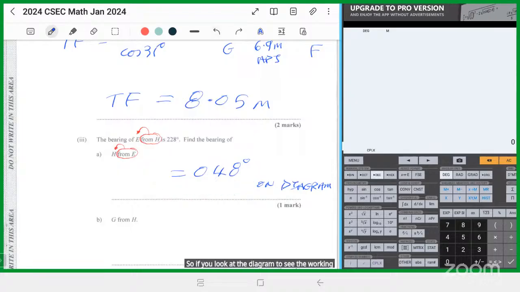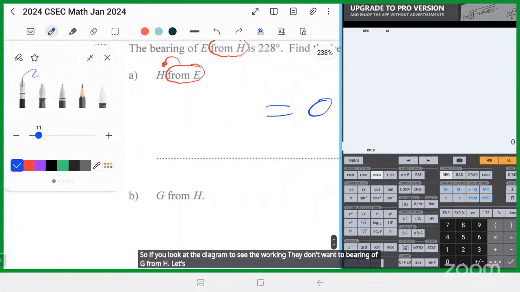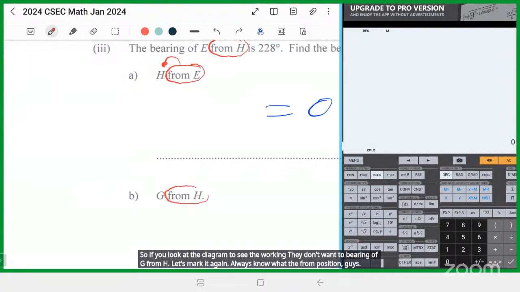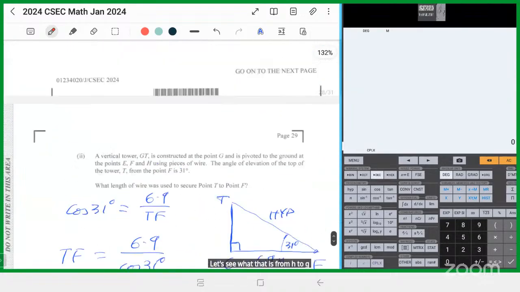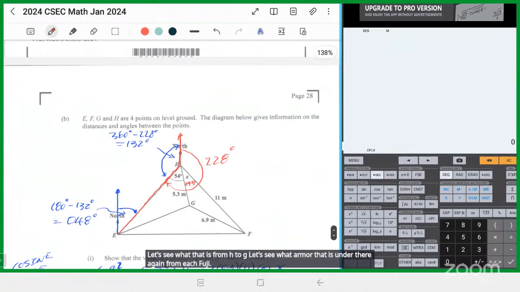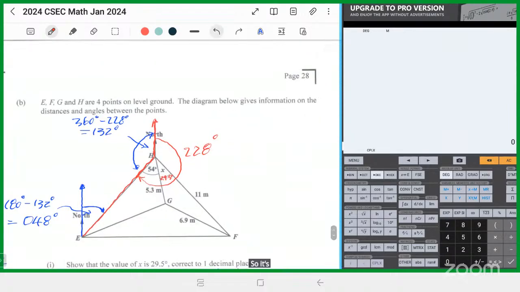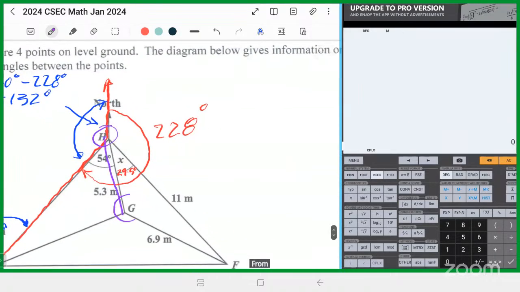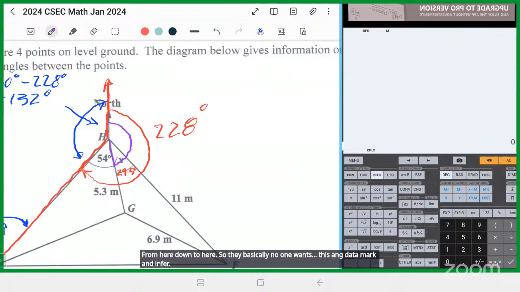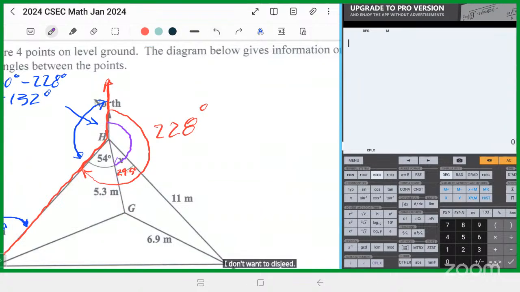Then they want the bearing of G from H. Let's mark it again. Always know the from position, guys. It's from H to G now, they want the bearing. Let's see what angle that is on the diagram. From H to G. So it's from here. Look what they want. From here down to here. So they basically now want this angle that I'm marking in purple, but they want it down to this G. So we're trying to find this purple angle now.